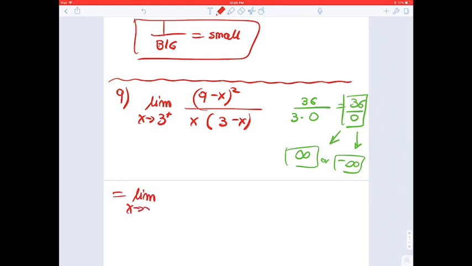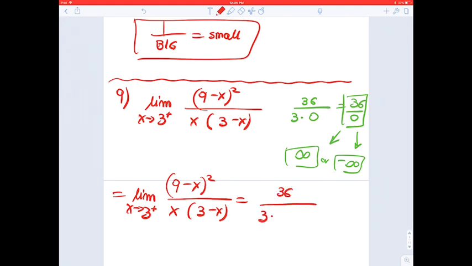Let's investigate what kind of 0 we have. The limit as x goes to 3 from the right-hand side of (9 minus x) squared over (3 minus x). I will just substitute: 9 minus 3 is 6, squared is 36, positive. The denominator is 3 minus 3, which is 0. That means 0, so let's check if it's positive or negative, from the left or the right-hand side.